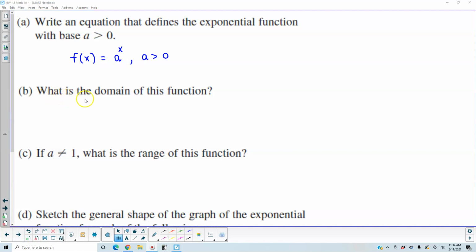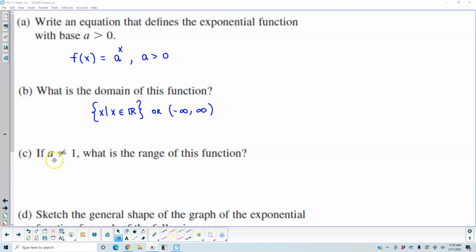Now for part B, it says, what is the domain of this function? Meaning, what are all the x values that we can plug into that function? Well, that means x can be any real number. Or in interval notation, it would go from negative infinity to positive infinity.